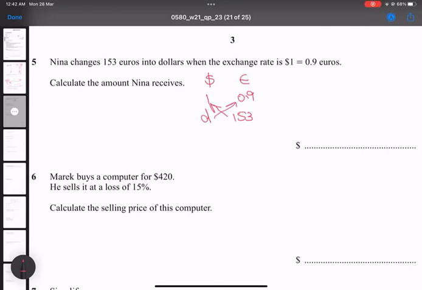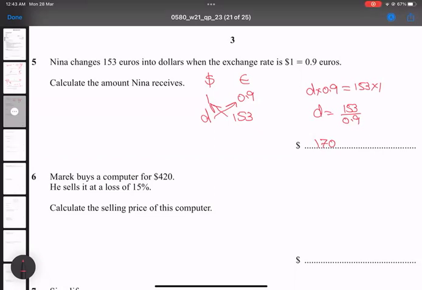If I check it, it means D times 0.9 is equal to 153 times 1. And this divides on the other end, 153 by 0.9. And if we check it, the answer turned out to be $170. Okay, clear. And question number 6 is asking here, M buys a computer for $420.